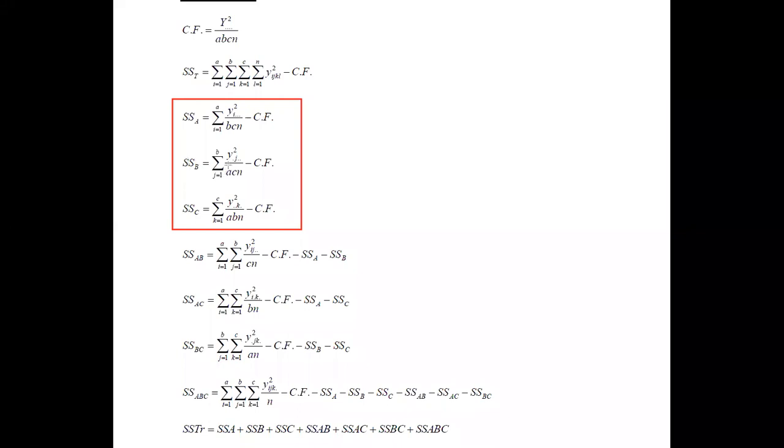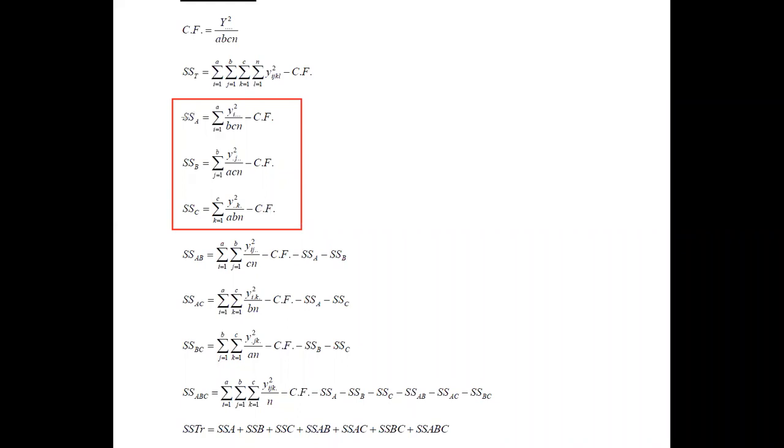Next is B. What you have to do is take the factor B totals for each level. First of all, you need to take the total, square it, divide by A times C times N, and then subtract the correction factor. The same as previous, for factor C to get the SSC, we have to take the totals of each level of factor C, square them, get the summation, divide by ABN, and then subtract the correction factor.